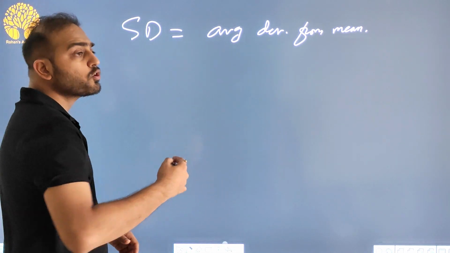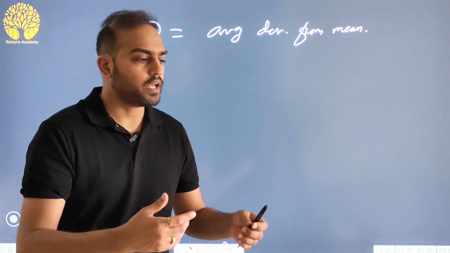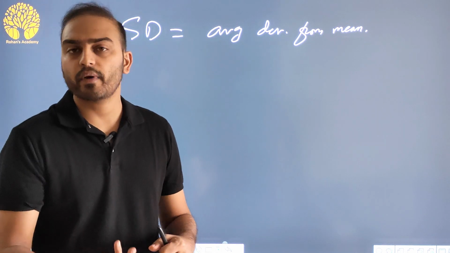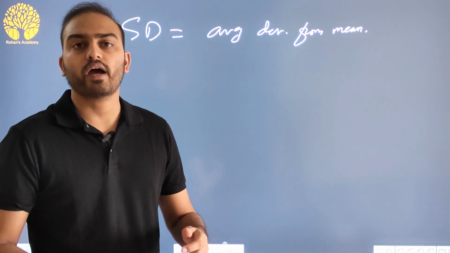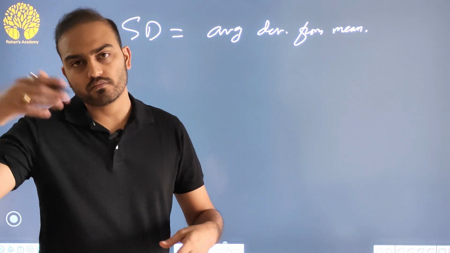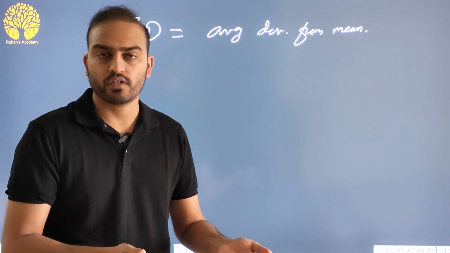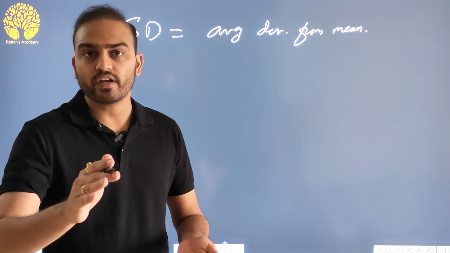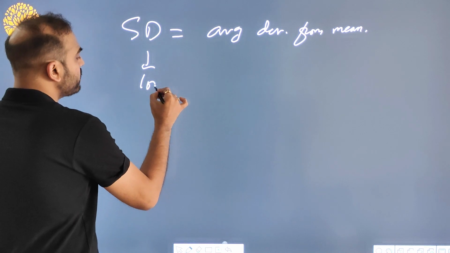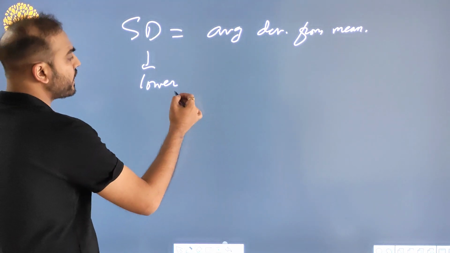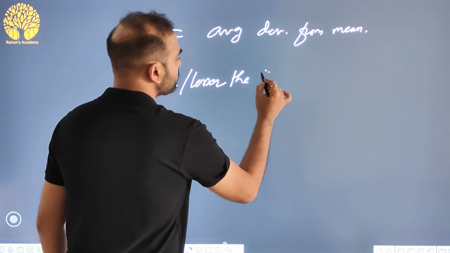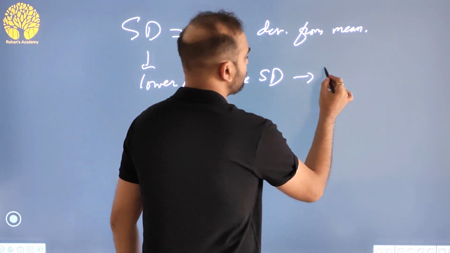Think about it. What do I want? For example, I take a heartbeat machine and try to measure my heartbeat. I want the data to be as accurate as possible. I don't want it to give me 90 sometimes and 60 sometimes. I want it to give me 72 all the time. So the lower the standard deviation, the lesser the value, the better the data.